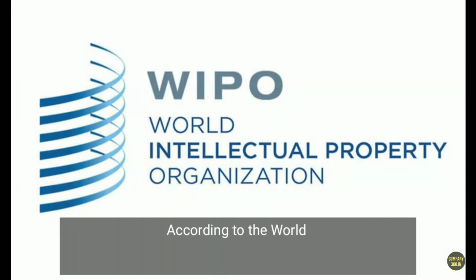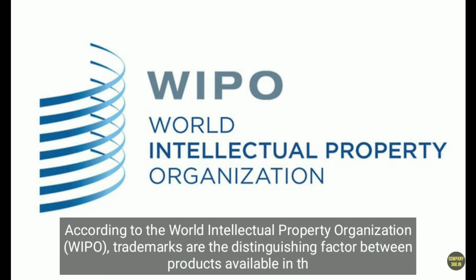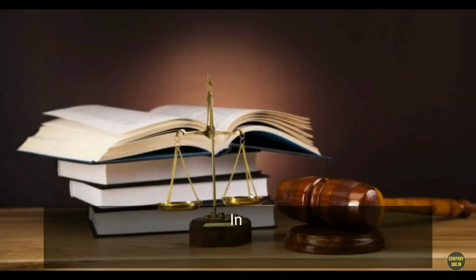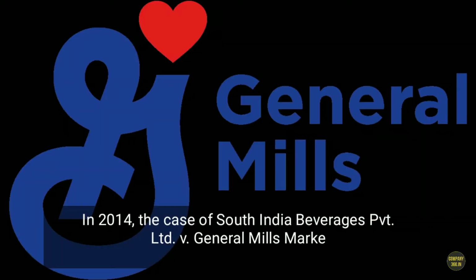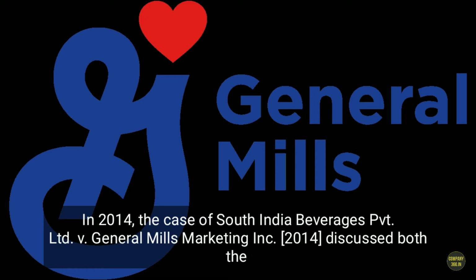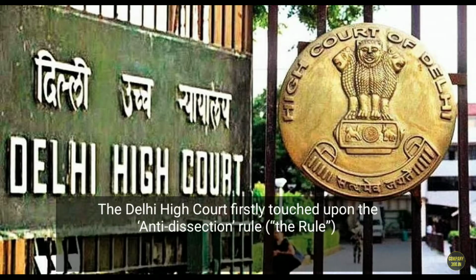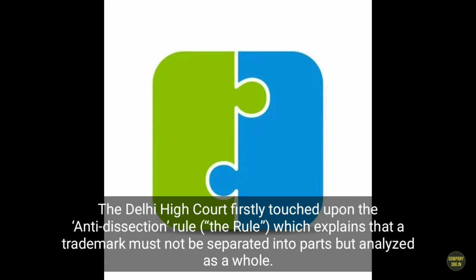According to the World Intellectual Property Organization, trademarks are the distinguishing factor between products available in the market. They are the sign or a mark of a particular brand and act as the source of the origin for the product. In 2014, the case of South Indian Beverages Private Limited versus General Mills Marketing Incorporation discussed both the concepts in its ruling. The Delhi High Court firstly touched upon the anti-dissection rule, which explains that a trademark must not be separated into parts but analyzed as a whole.